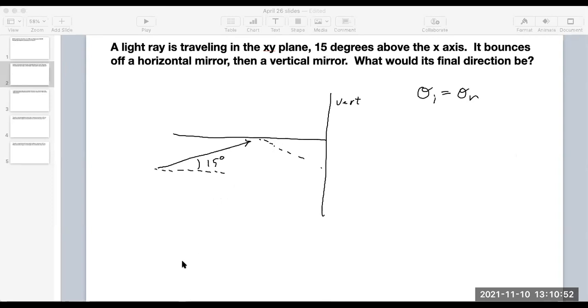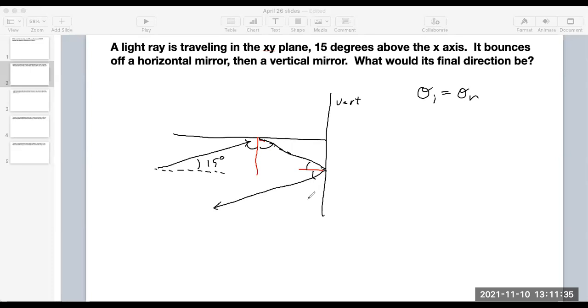So for just the picture, we've got our normal. We've got our normal. It's going to leave with this angle being equal to this angle, and then that incident angle being equal to that reflected angle. So this system does flip it around by 180 degrees.